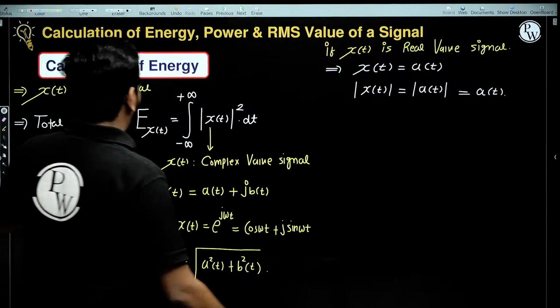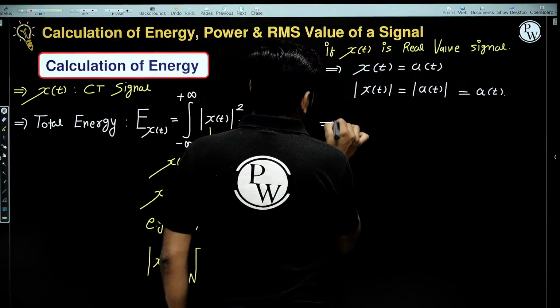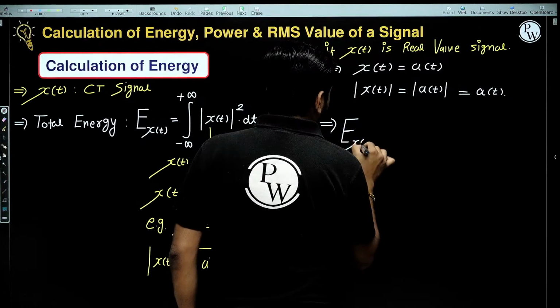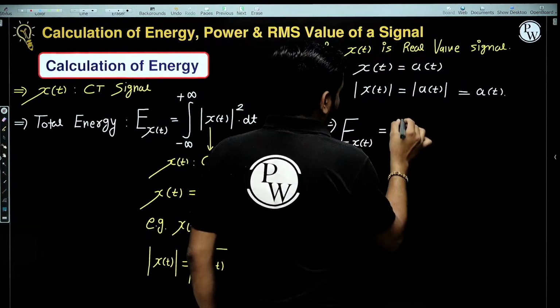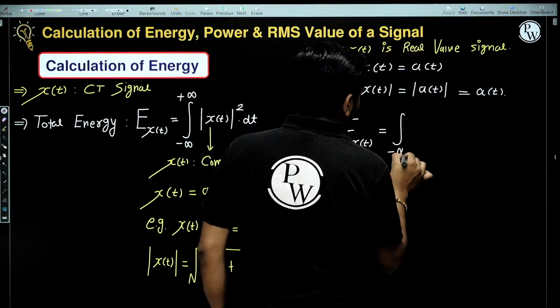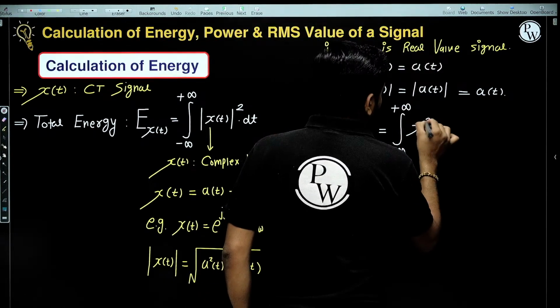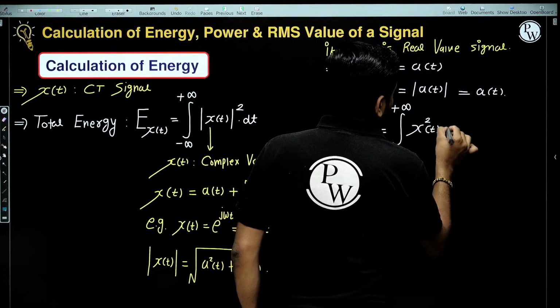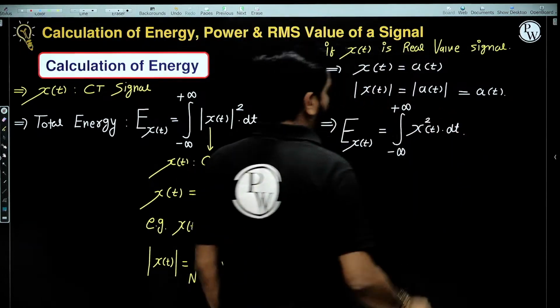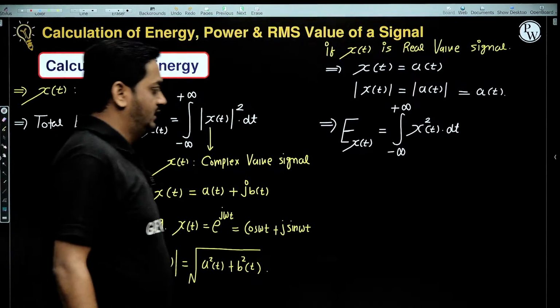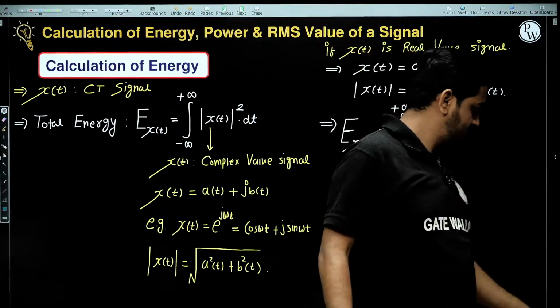So the energy of a real value signal is given by simply integration from minus infinity to plus infinity of x square of t dt. Guys, this is the formula. This is the formula if it is a continuous time signal.